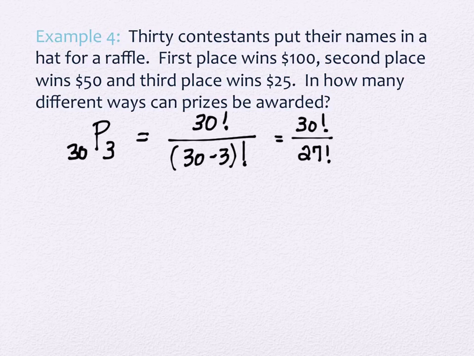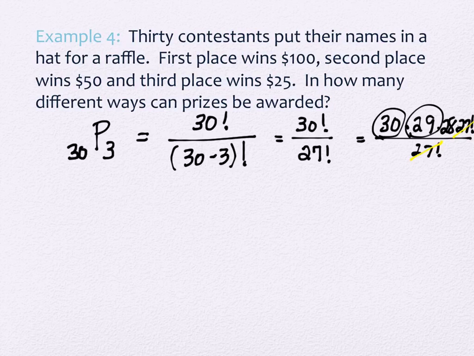But if you try to multiply this out, even by hand, it's going to be too big, and your calculator is going to turn it into scientific notation. Okay? It's not going to be helpful. You wanted an exact answer. So what do we need to do? Well, this one's really nice because you can just write it out until you get to 27. And then you've got the 27 factorial in the denominator. That cancels. So what do you really have to multiply? 30, 29, and 28. That's it. That's all you have to multiply.